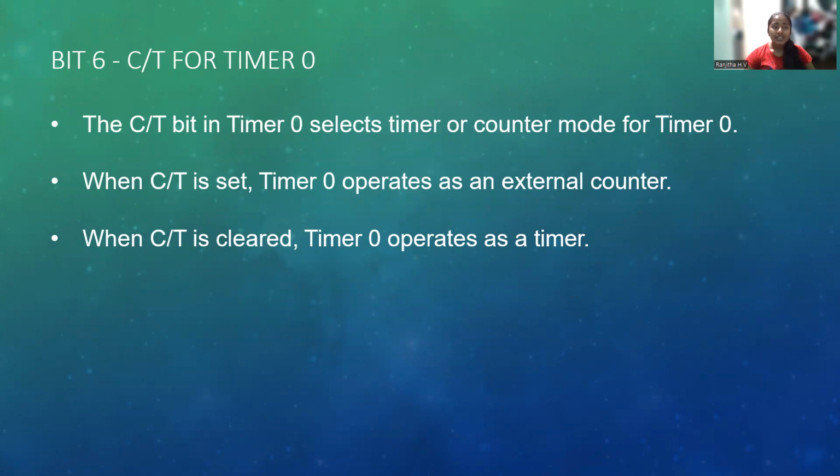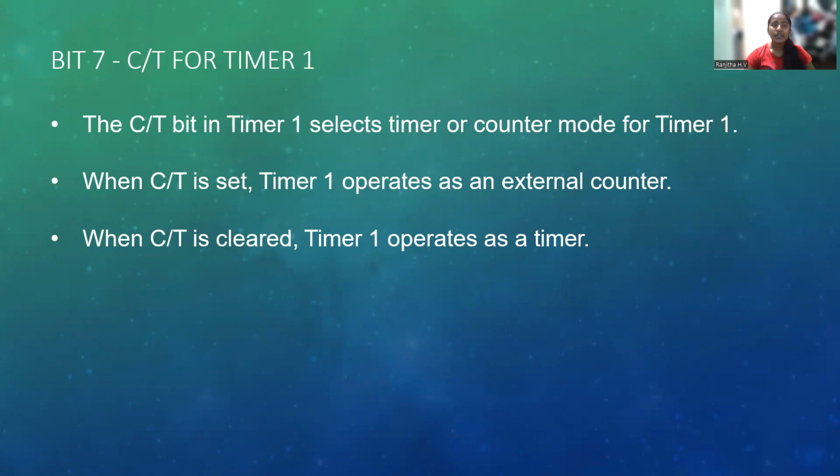Bit 6, the C/T bit for Timer 0. The C/T bit in Timer 0 selects the timer or counter mode for Timer 0. When the C/T bit is set, Timer 0 operates as an external counter. When the C/T bit is cleared, Timer 0 operates as a timer.